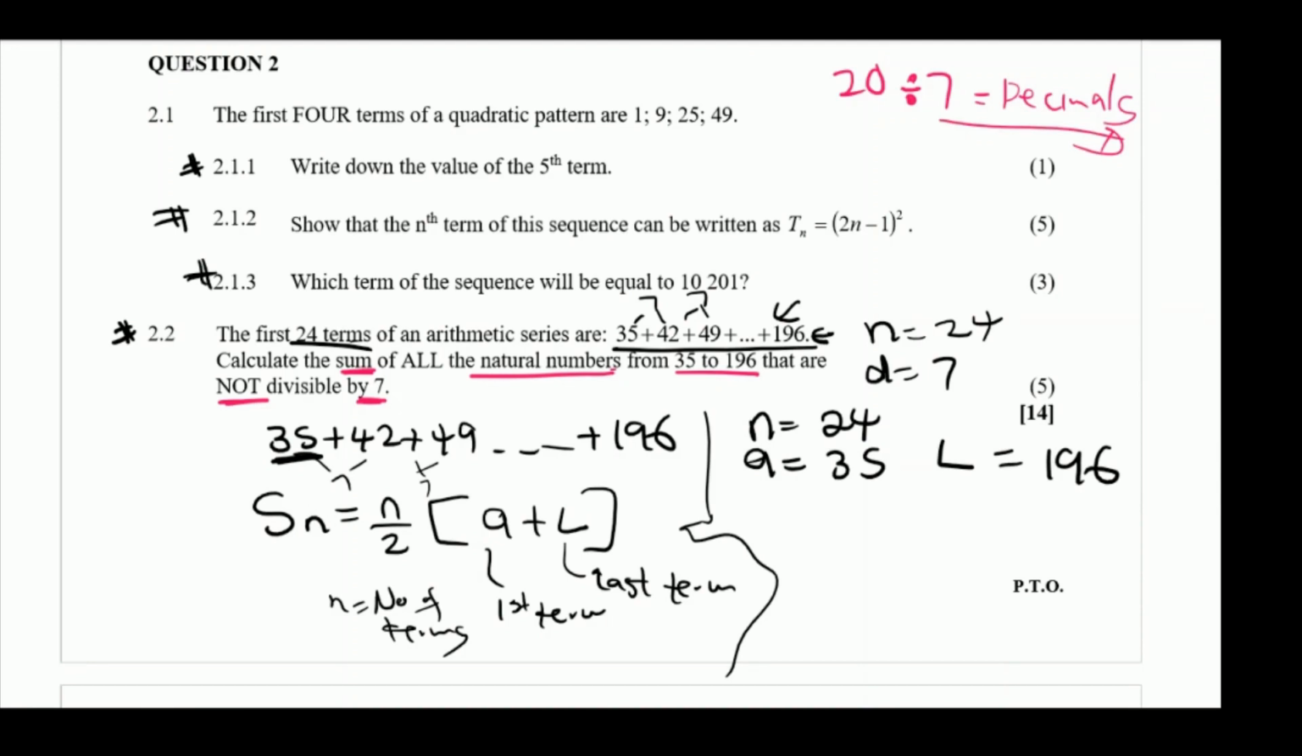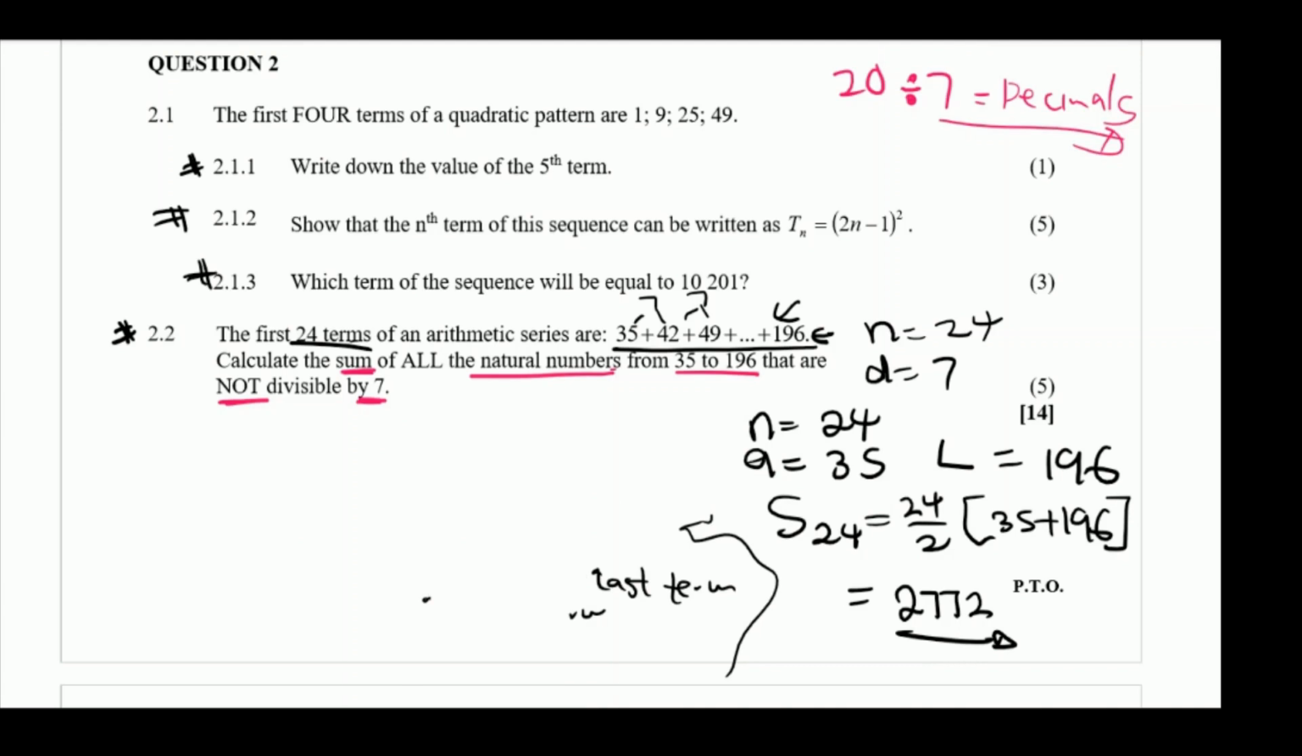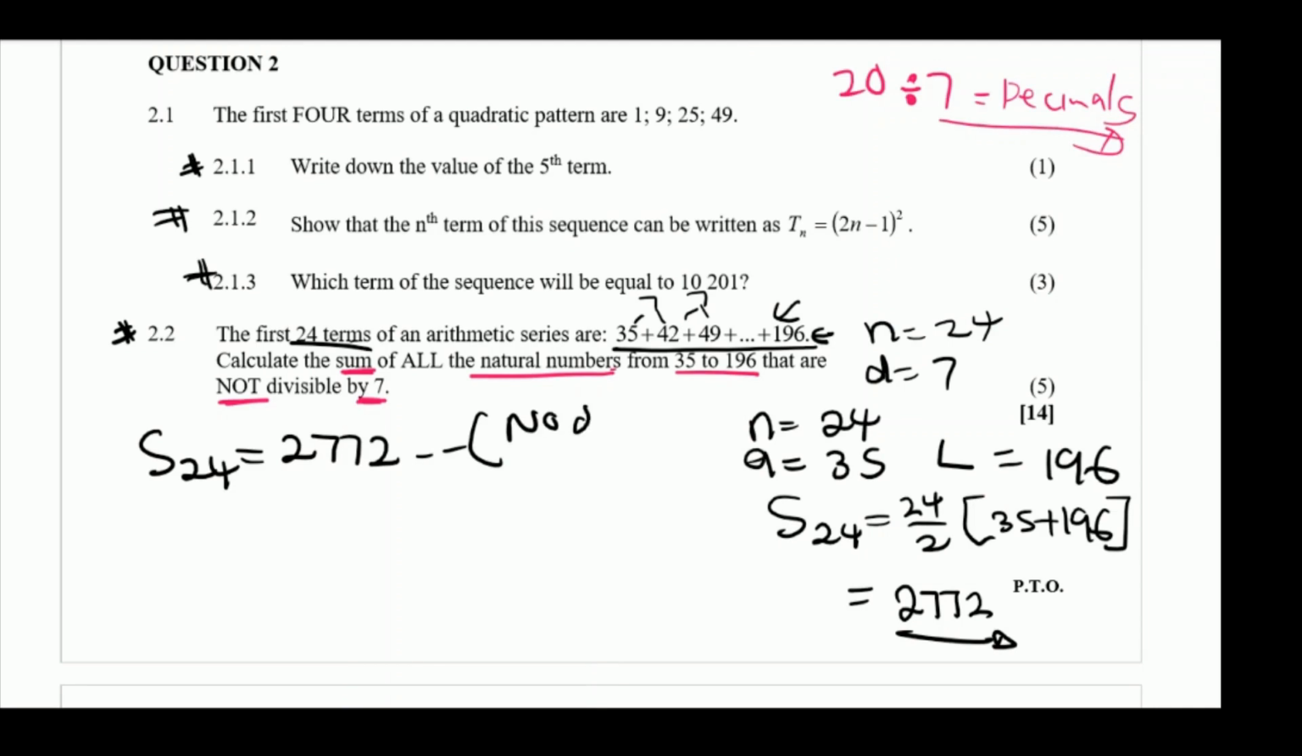So this sequence is finite, it has an end, with a last term of 196. We're just going to substitute into this equation. So S of 24 is equal to 24 over 2 into the first term, which is 35, plus 196. The sum of this, you're going to get 2772. So that is the solution for numbers that are divisible by 7. The sum of 24 terms is equal to 2772. Remember that, these are for numbers divisible by 7.